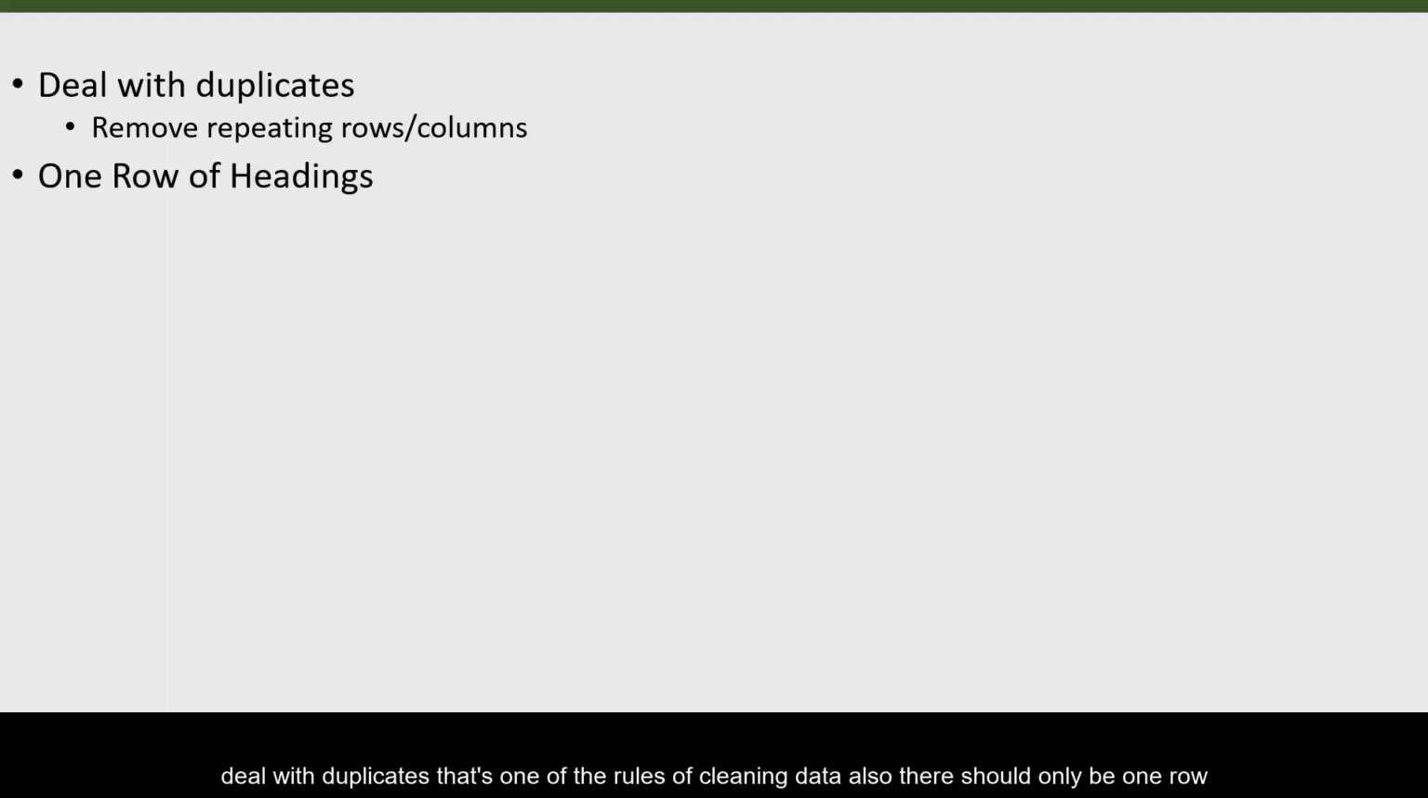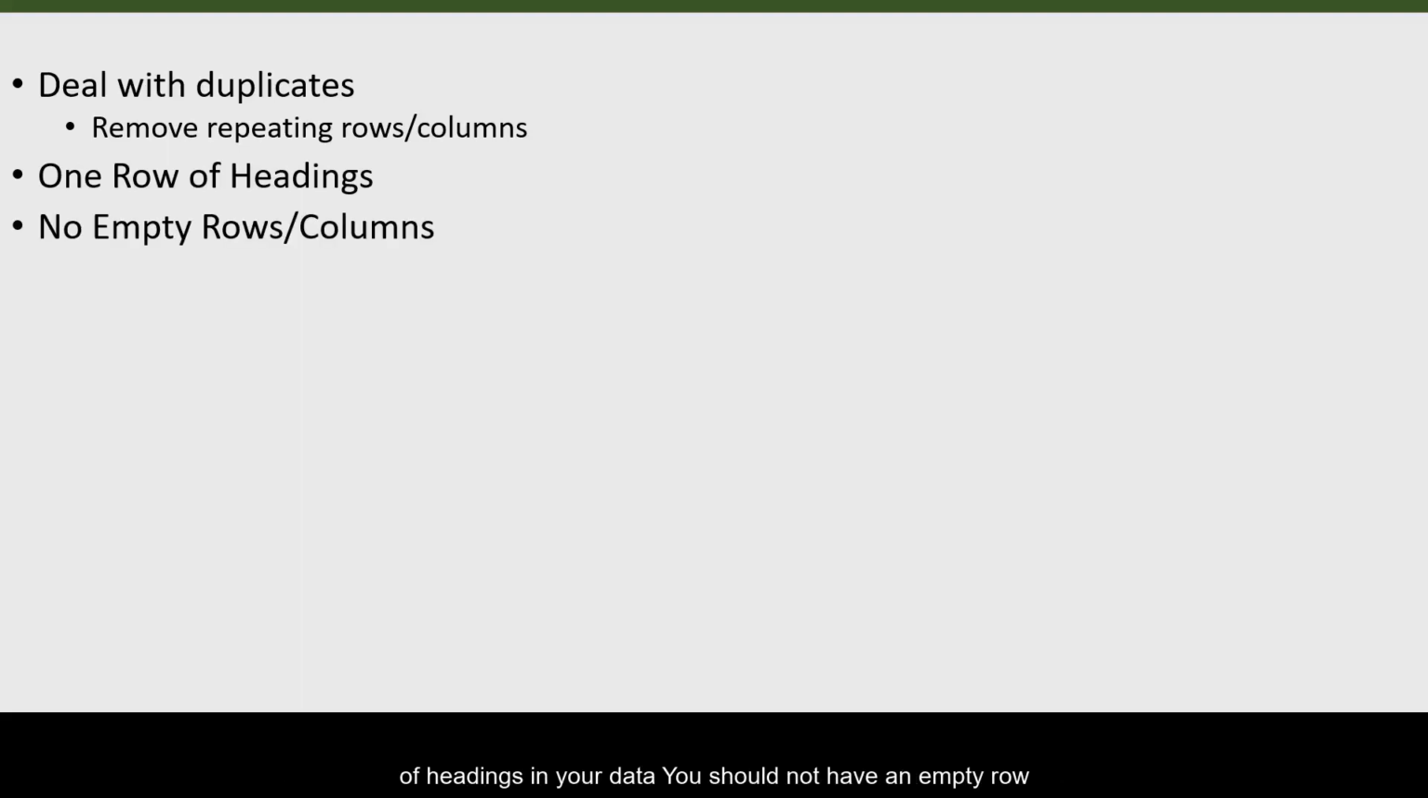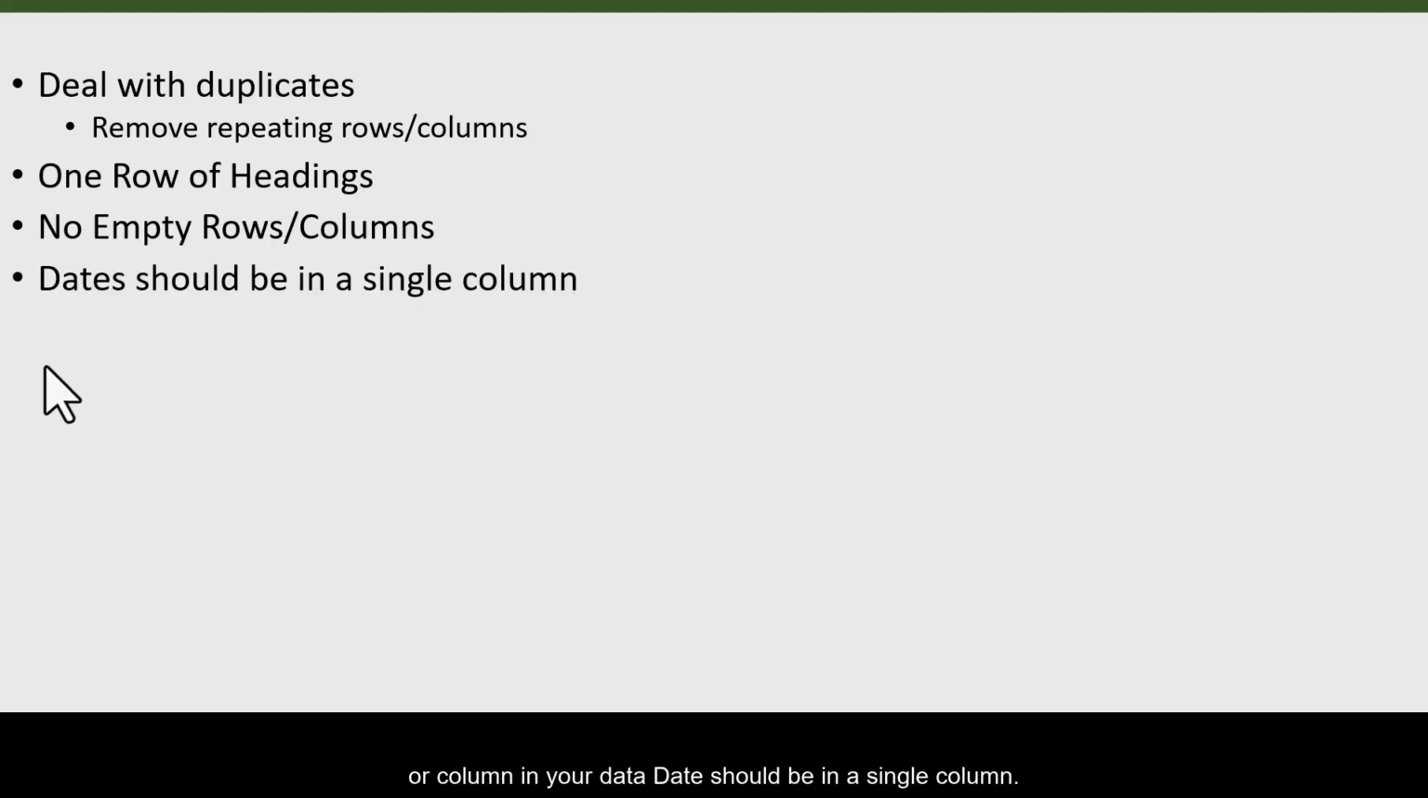Also, there should only be one row of headings in your data. You should not have an empty row or column in your data. Dates should be in a single column. If you have sales data, and you have an order date, order dates, for example, should only be in a single column. You should not have one order date in a column, then you go to another column, there is another order date. This should not be confused with having another date entirely. So you can have order dates in a column and have shipping dates in another column. That is fine. But once something is order date, it should only be in a single column, not in different columns.